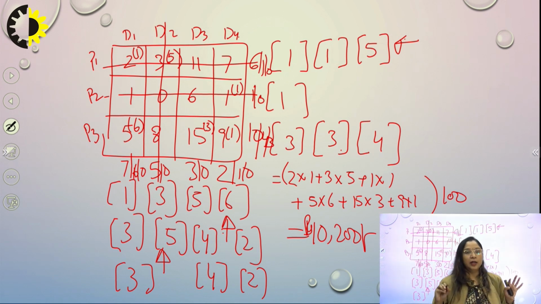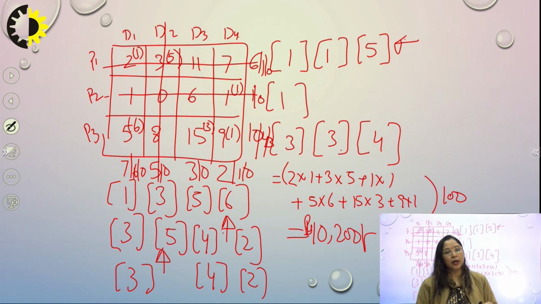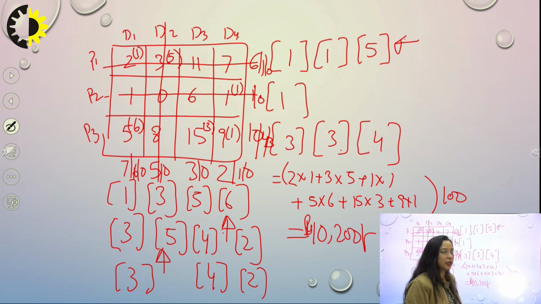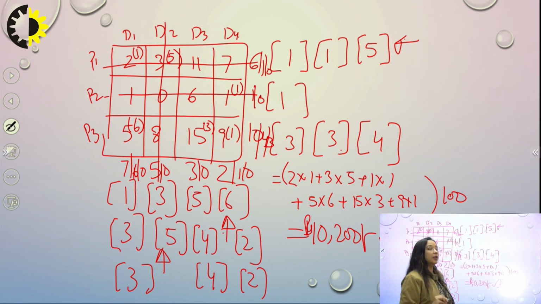So while finding out the solution for transportation, you have to choose the VAM method. Unless it is given that you have to solve it with the northwest corner method, then you have to follow that. If it is given to solve the transportation problem, you just have to follow the VAM method only, because it gives us the best solution.